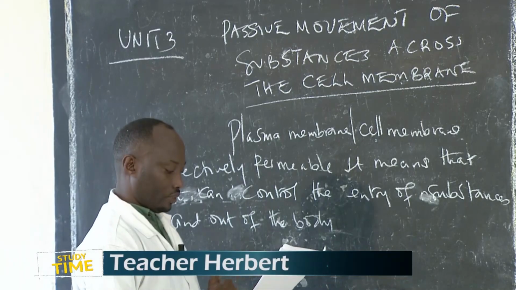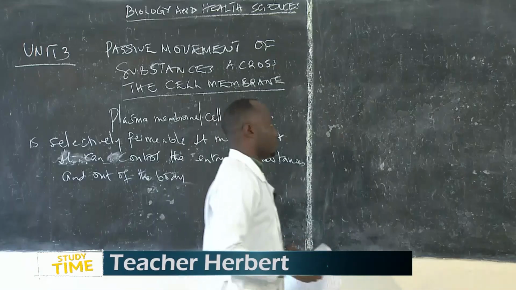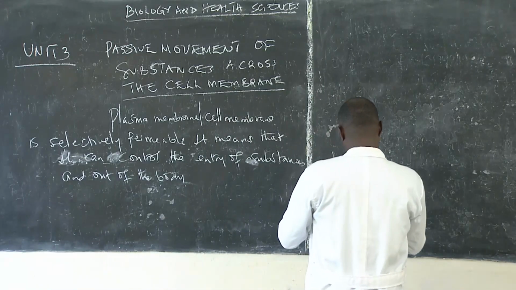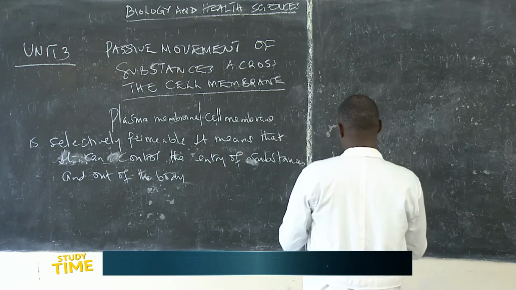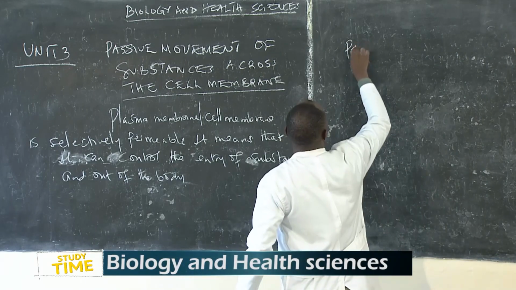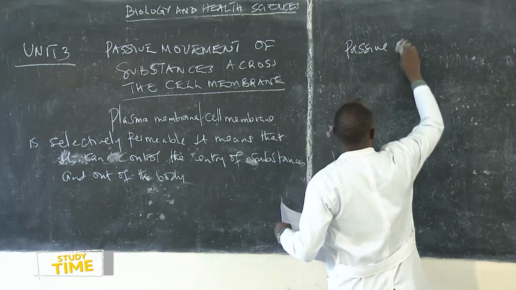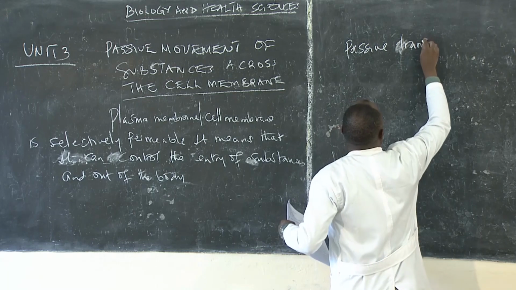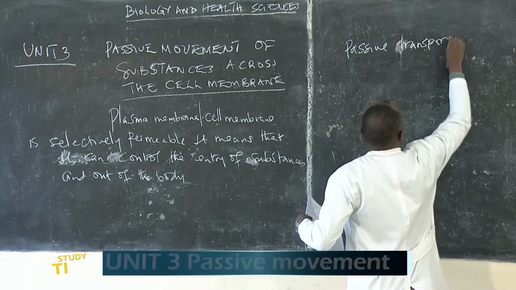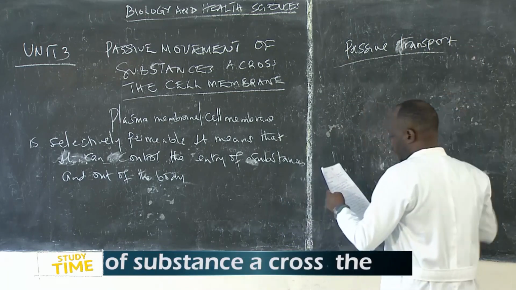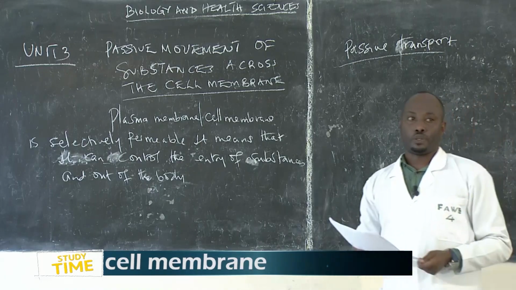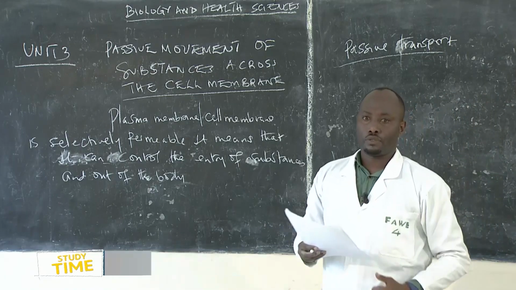Here is a list of the passive processes. Examples of passive processes that occur in our body. Passive processes, let me say passive transport. If I say passive transport, who can define for me what is passive transport? What do you understand by passive transport?